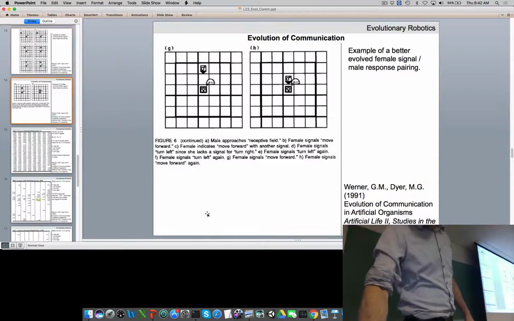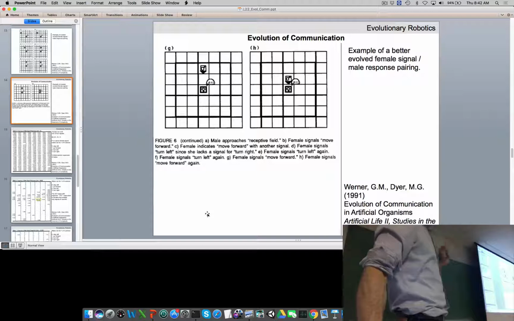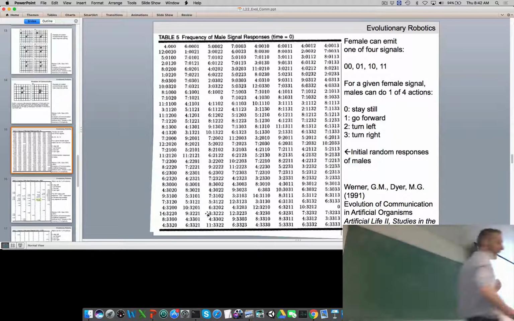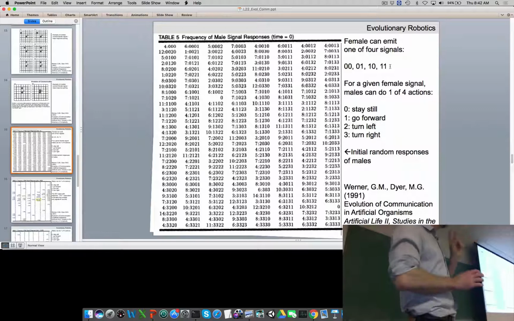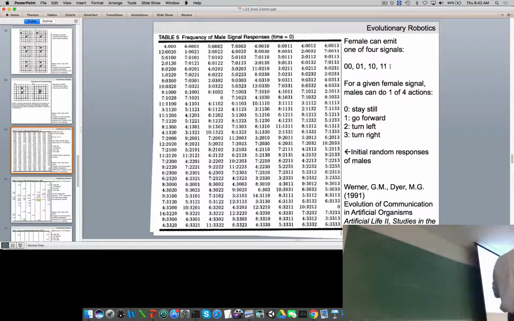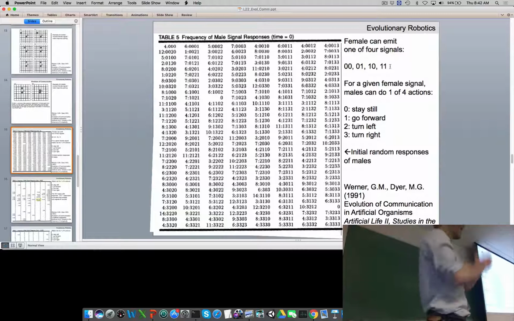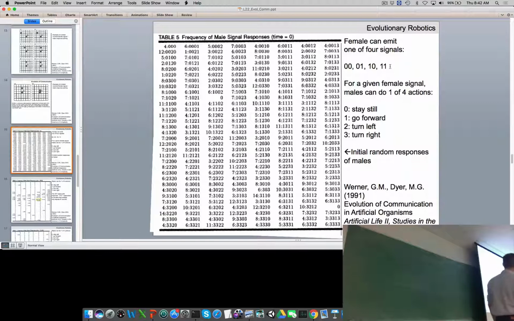Okay, we're going to look at a second experiment now. Everything is exactly the same as before. There is only a single change here, which is that now the output layer of the female network and the input layer of the male network only has 2 neurons. So they're restricting the number of songs that the female can emit, which is now 4 songs: 0,0, 0,1, 1,0, and 1,1. 4 possible signals, and for each of those 4 signals, there are 4 things that the male can do. Stay still, go forward, turn left, or turn right.